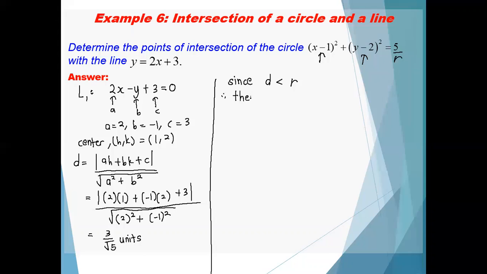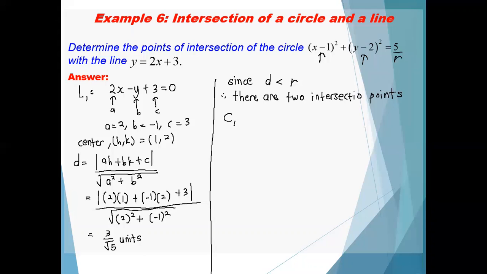So therefore, you have to look back at the notes. So therefore there are two intersection points. Alright, so what's next?